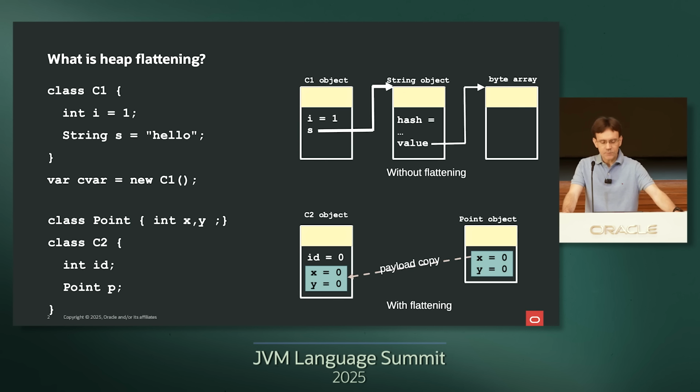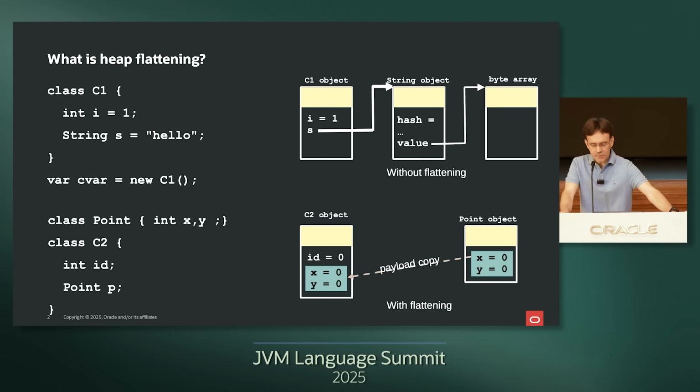So let's start by defining what we mean by heap flattening. In Java today, we can declare a class like this C1 class with an int field and a String field. We can initialize them with the content 1 and the string field with the content hello. We can instantiate this class, and we can have the illusion that we have created one object, and this object contains the content of our fields. But this is not quite accurate. What we have created is a graph of multiple objects. And the content of those fields is spread across multiple objects in the Java heap.